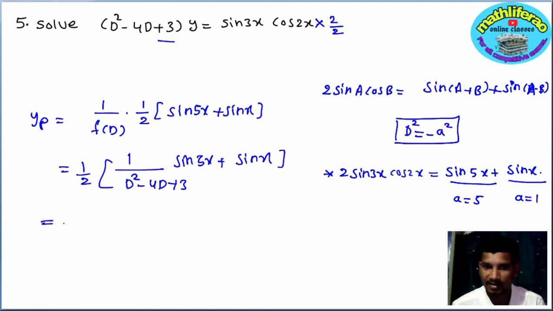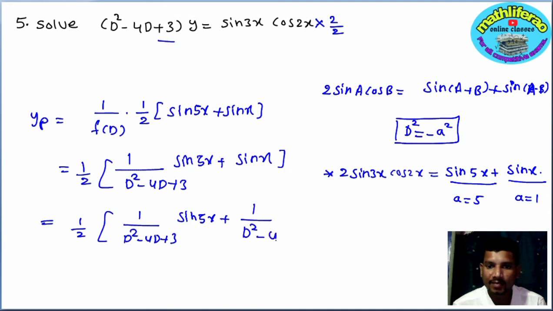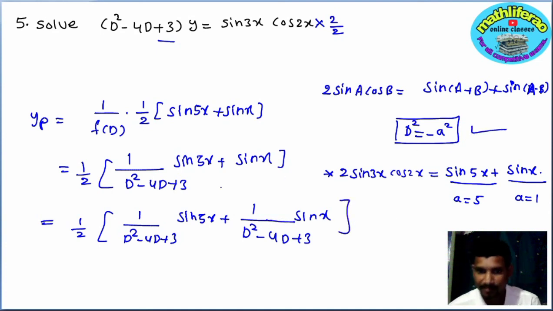We have to divide these two parts. So 1 by 2 into 1 by D square minus 4D plus 3 sin 5x plus 1 by D square minus 4D plus 3 sin x. So replace D square by minus a square. We replace D square by minus a square in each. After that, the 4D term remains here. For example, replacing minus a square, that is minus 5 square, what is the value here? Minus 22 plus 4D comes. So if only a D term is in the denominator, we cannot simplify.